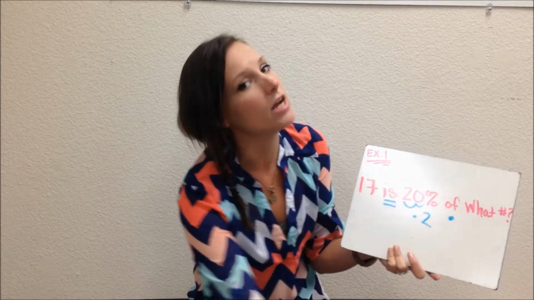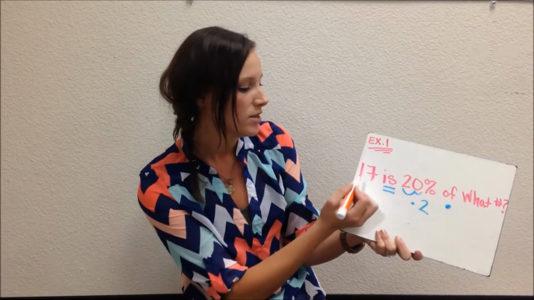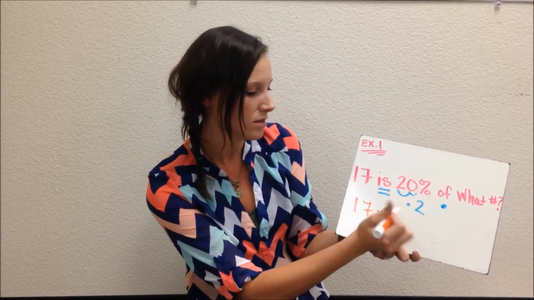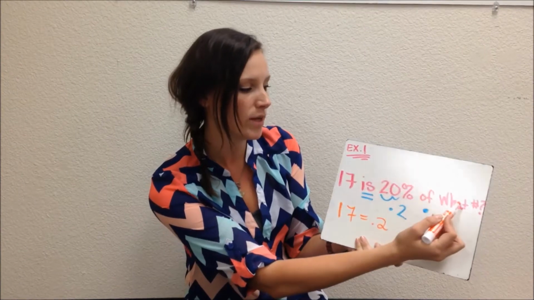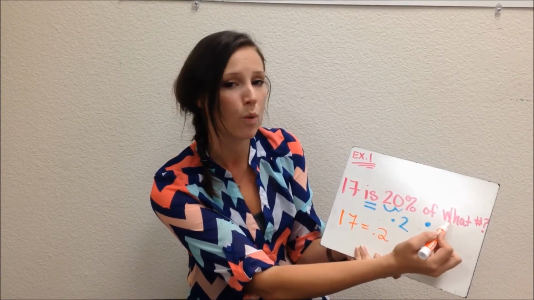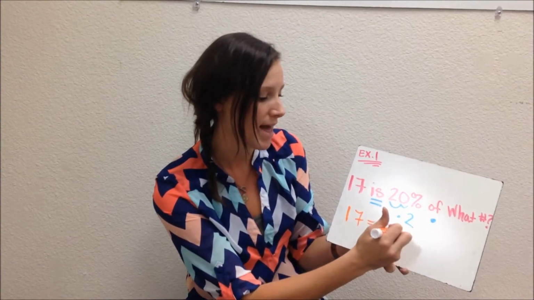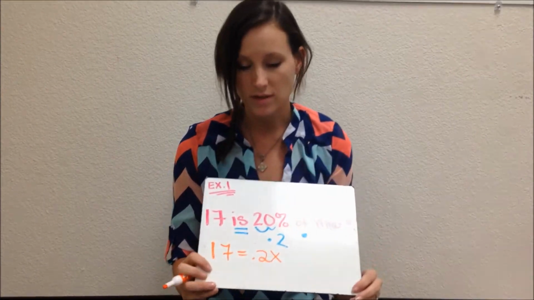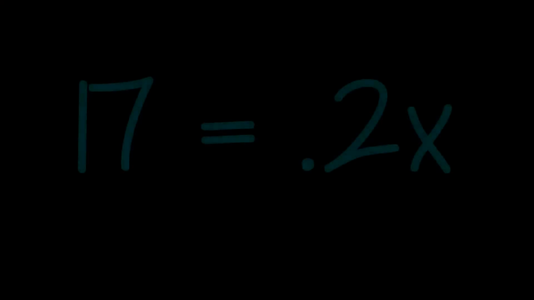Okay, now I can go ahead and drop all the other numbers down and set up my equation. So I have 17 equals 0.2, and I'm multiplying 0.2 times, it says what number. I don't know what number, so that's where I'm going to put my x. Okay, so your equation should be 17 equals 0.2x.